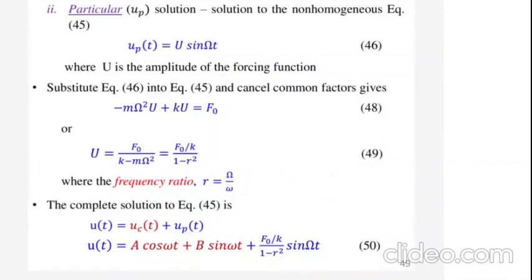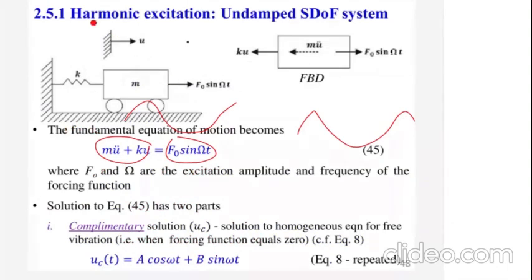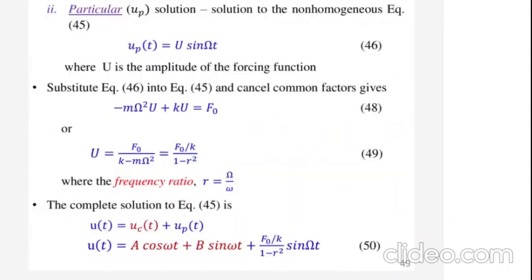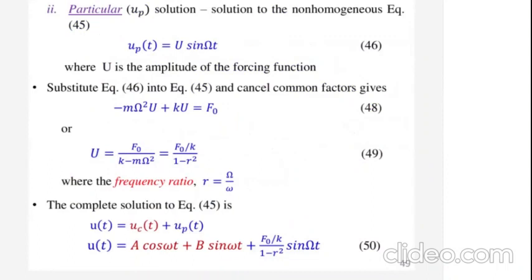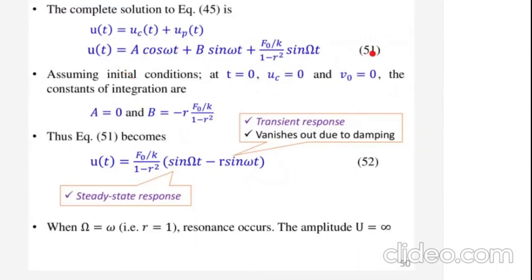Now the complete solution to equation 45, this fundamental equation of motion for harmonic excitation with no damping, is given by the combination of the complementary solution plus the particular solution. I have used color notation so that you can see the difference. You just add this part, which we had derived before, equation 8, repeated, and what we have just derived in this slide. So this is the complete solution to our equation of motion for forced vibration with no damping. This is equation 51.